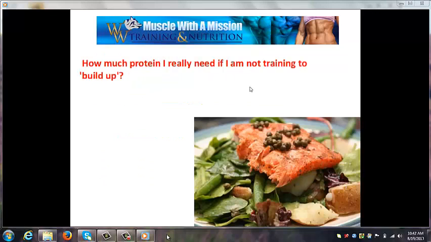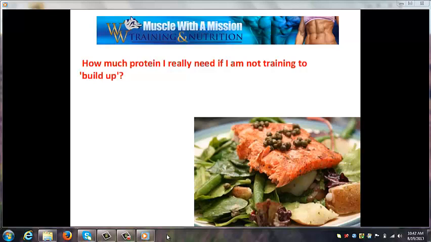Now, let's get to the nuts and bolts here. This is probably why you're on board. How much protein do I really need if I'm not trying to build up? I've had a lot of women ask that. They say, how much protein do I need if I don't want to get big? Basically what they're asking is, how do I know I won't get too big?